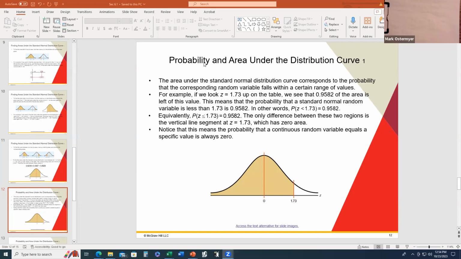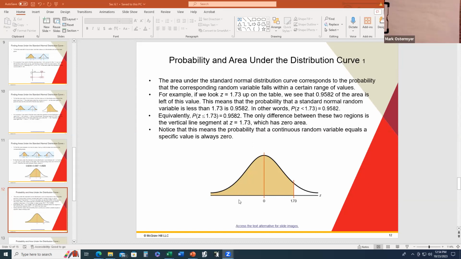I did indicate that probabilities are equal to areas. So the size of the area underneath the normal distribution is equal to the probability that a random variable will assume a value in that particular interval. For example, if we look up a z-value of 1.73 in the table or on our calculator, we will see that about 95.82% of the area of the entire curve lies below that value.